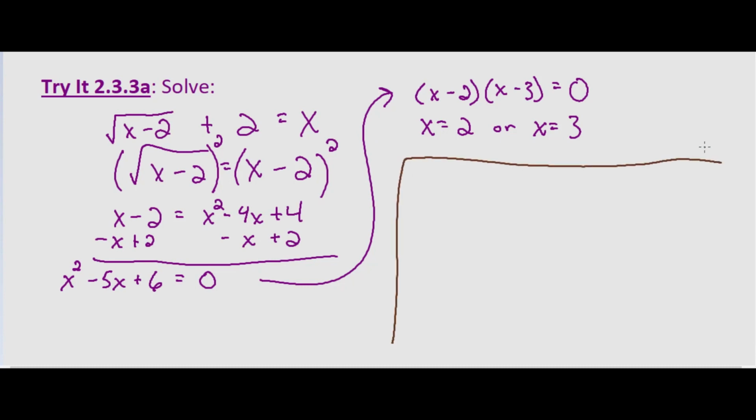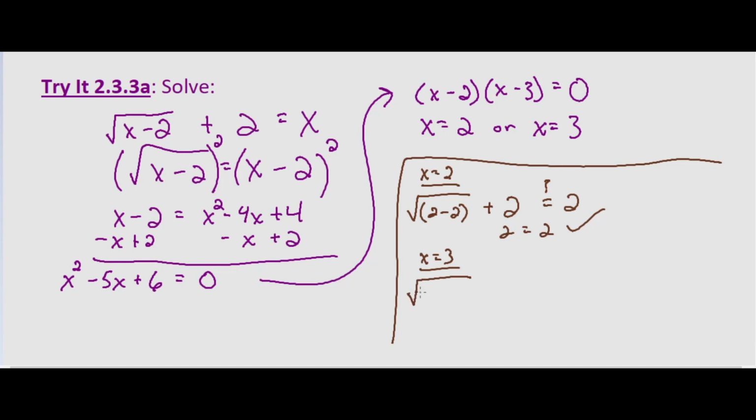We do that by substituting into the original equation. The square root of x minus 2 plus 2 equals x. So let's say x equals 2. So the square root of 2 minus 2, plus 2, we want to know, does that equal 2? Well, the square root of 2 minus 2 is the square root of 0, which is 0. So we're left with 2 equals 2. So that solution checks.